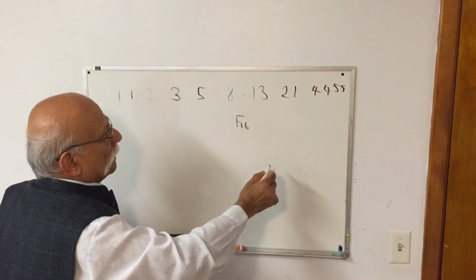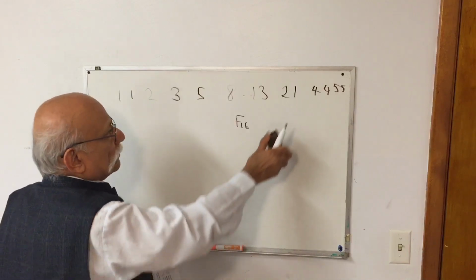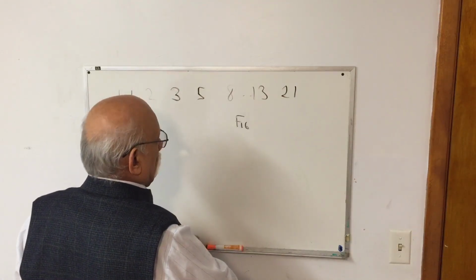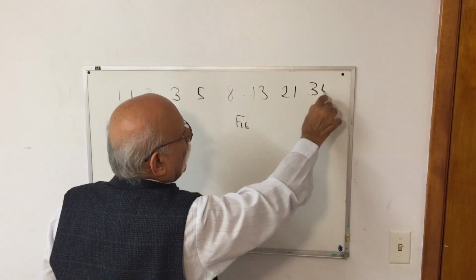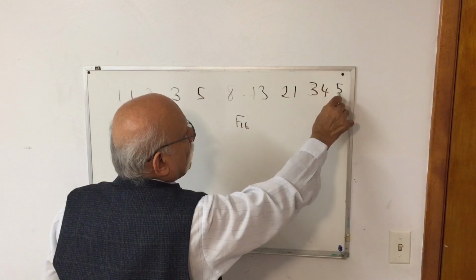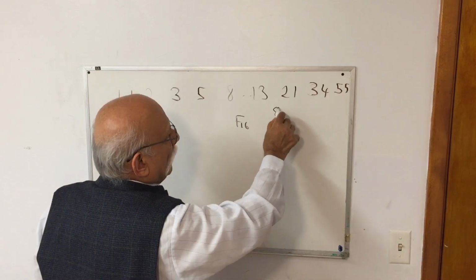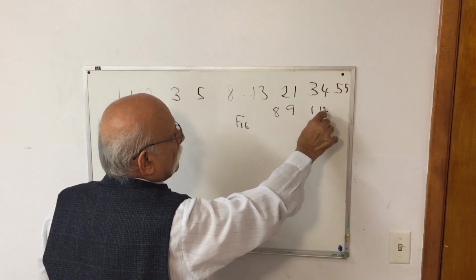13, 21, 34. Oh, this is 34. Okay, thank you. And what about the next one? This is 34, and this is 55, right? Yes. And then 89, is that right? Yes. And then 144, right? Yes.